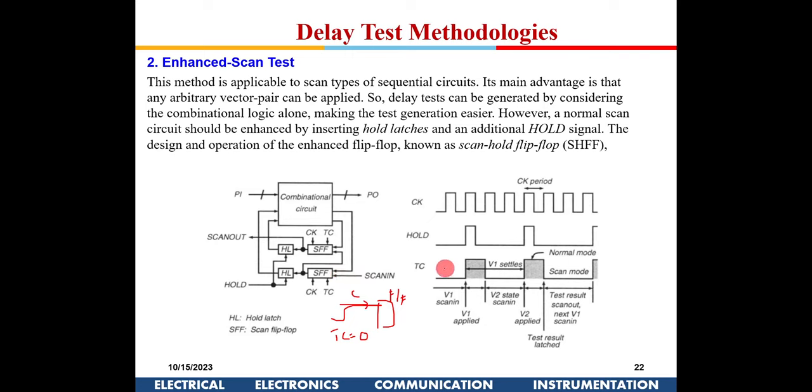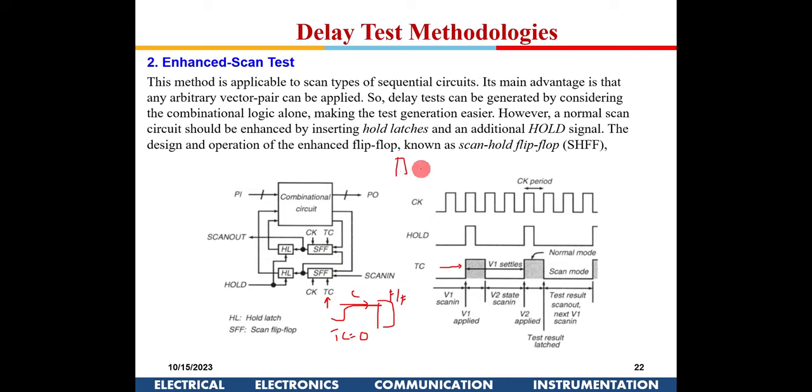What is done here is that initially TC is low. We will see the internal circuit of this SFF in the next class. I'll just give a brief idea about this, and probably after the next class we'll revisit this slide, then it will be clear. Initially TC is given 0. When TC is equal to 0, it works in the scan mode. Scan mode means all these flip-flops are connected in series, and through a scan-in input the required data can be given into the scan flip-flops.